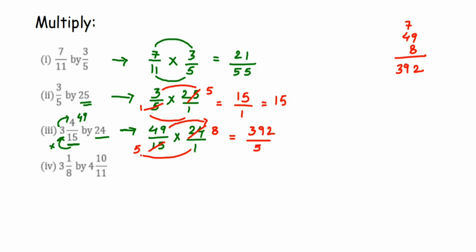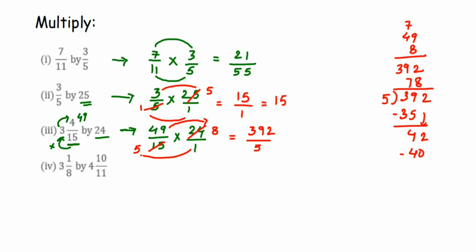If we want to write this in a mixed fraction, we can write it down. But for that we have to divide this 392 by 5 and see what remainder we get here. So divide this by 5. 5 7s are 35. 4 is a remainder. Drop this 2. We get 42. So 5 8s are 40.